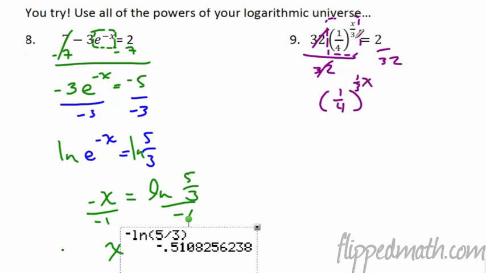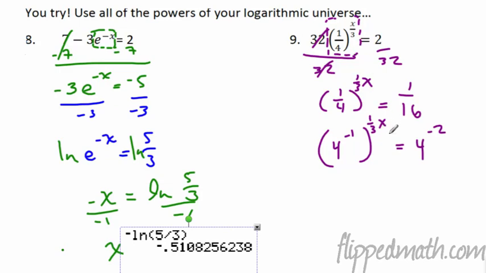X over 3 is the same as 1/3 x. This is all going to equal 1/16. Now I see a common base. That's why I did that. So we get 4 to the negative 1. That's 1/4, correct? To the 1/3 x. All right, that's the exponent. This is all going to equal, this is 4 to the negative 2 power.